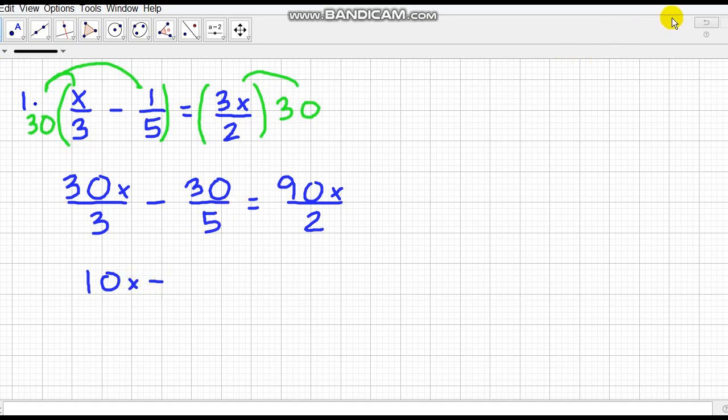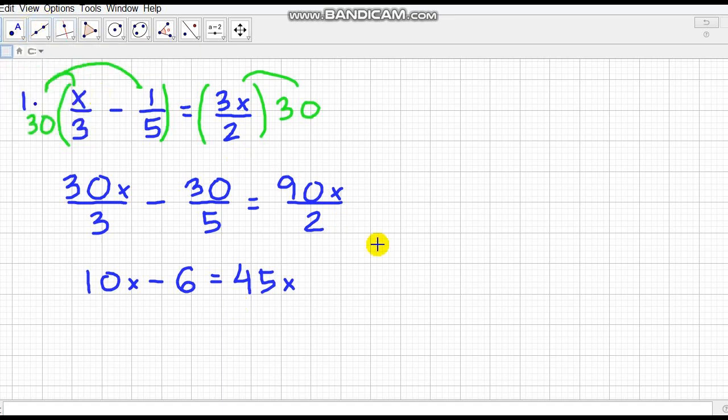minus 30 divided by 5 is 6, is equal to 90 divided by 2, which is 45x. All the denominators should be removed at this point. If not, then there must be something wrong with what you multiplied and how you multiplied it. Alternatively, you can immediately divide from here. 30 divided by 3 is 10. 30 divided by 5 is 6. 30 divided by 2 is 15, times 3, 45. You can do that as well.